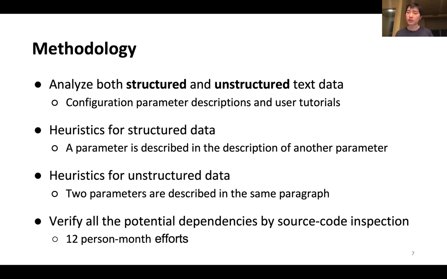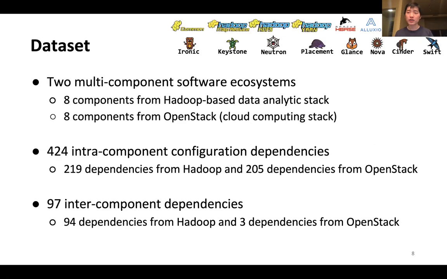After we get all those potential cases, we verify them by doing source code inspections. This whole process takes 12 person-months of effort. So here is the final dataset we have after we finish the manual inspections. Our dataset contains data from two multi-component software ecosystems. There are 8 components from the Hadoop-based data analytics stack and 8 components from OpenStack. We find 424 intra-component dependencies in total.